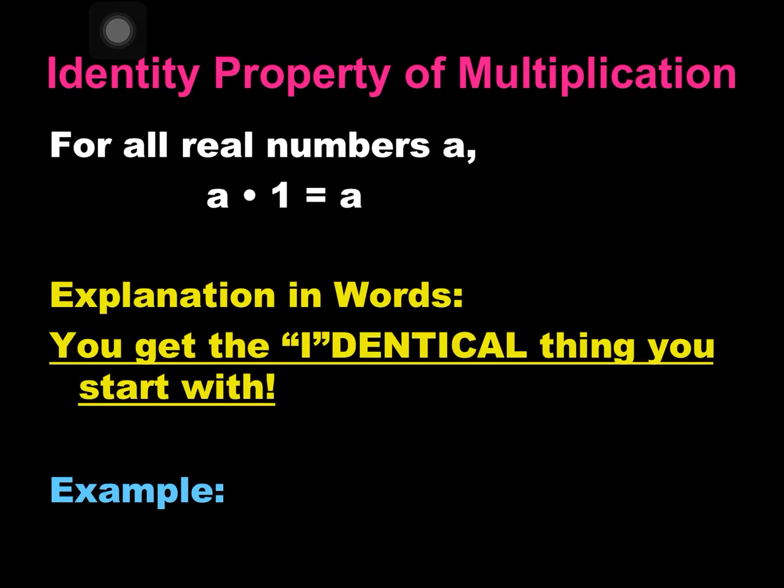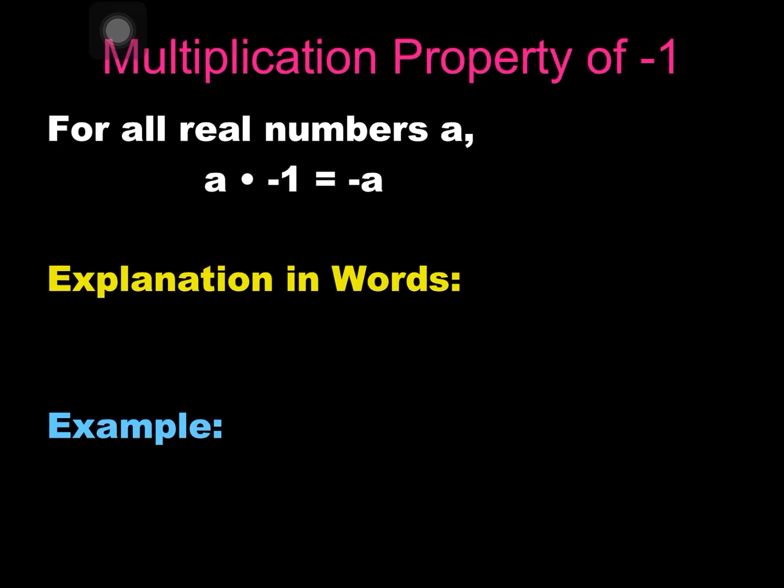And so, once again, anything times 1. So negative 5 times 1 would be negative 5. A million times 1 is a million. So anything times 1 is what you start with. And so that's the identity property for multiplication.